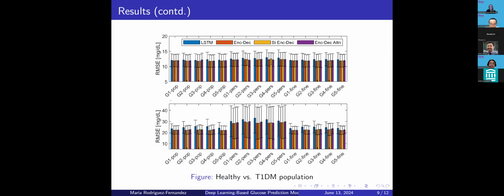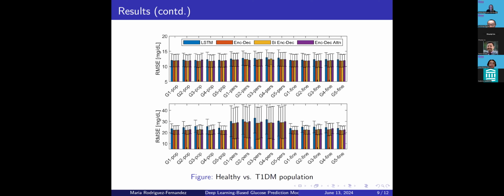Regarding the models, we did see differences. This encoder-decoder model was the one that performed better, and this happened in both healthy and diabetic patients. Also, something that we observed is, if you only look at this, the root mean square error for diabetic people is much higher than for healthy subjects. But this is also because the glucose levels for diabetic people are much higher than for healthy subjects, so the errors are also higher.